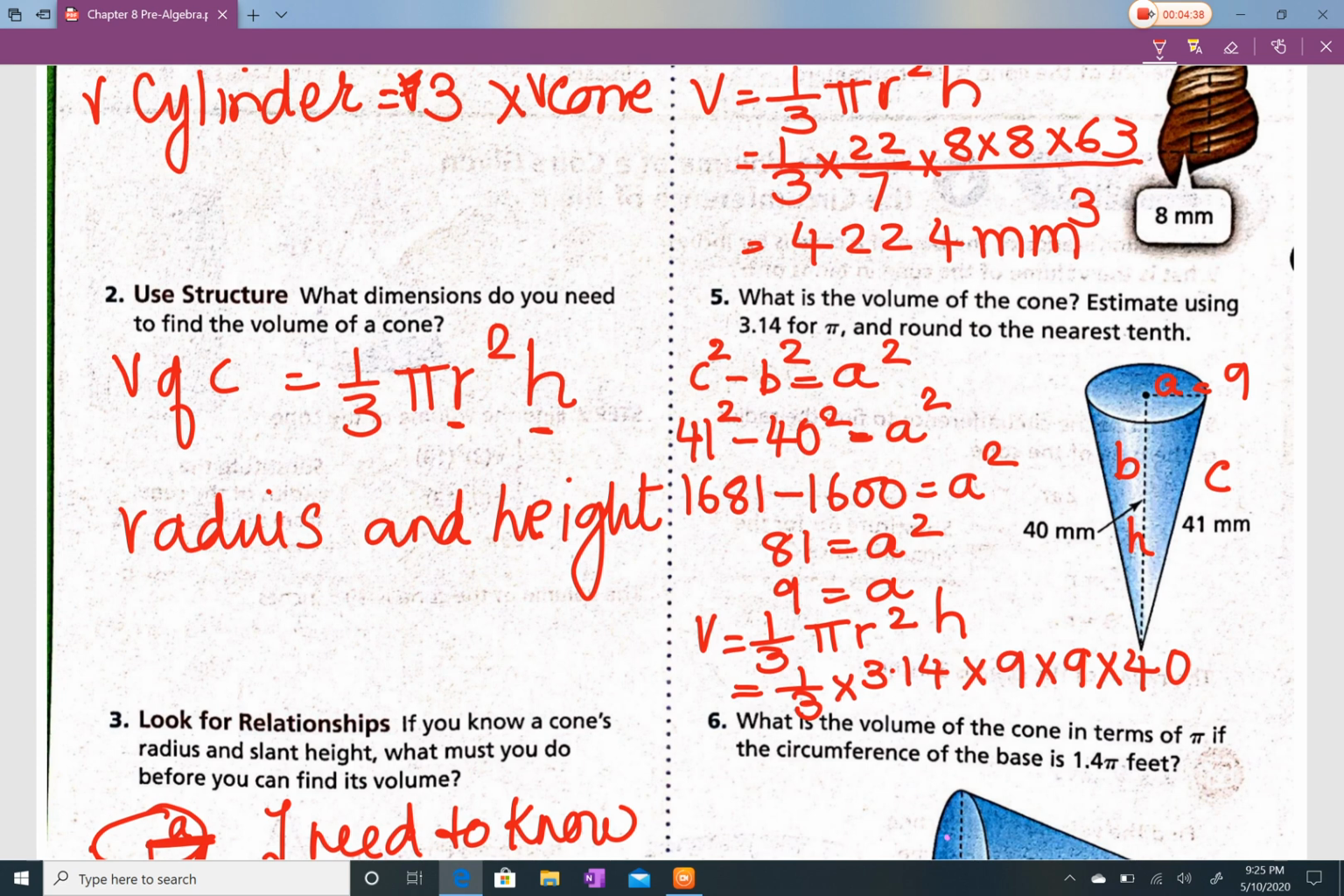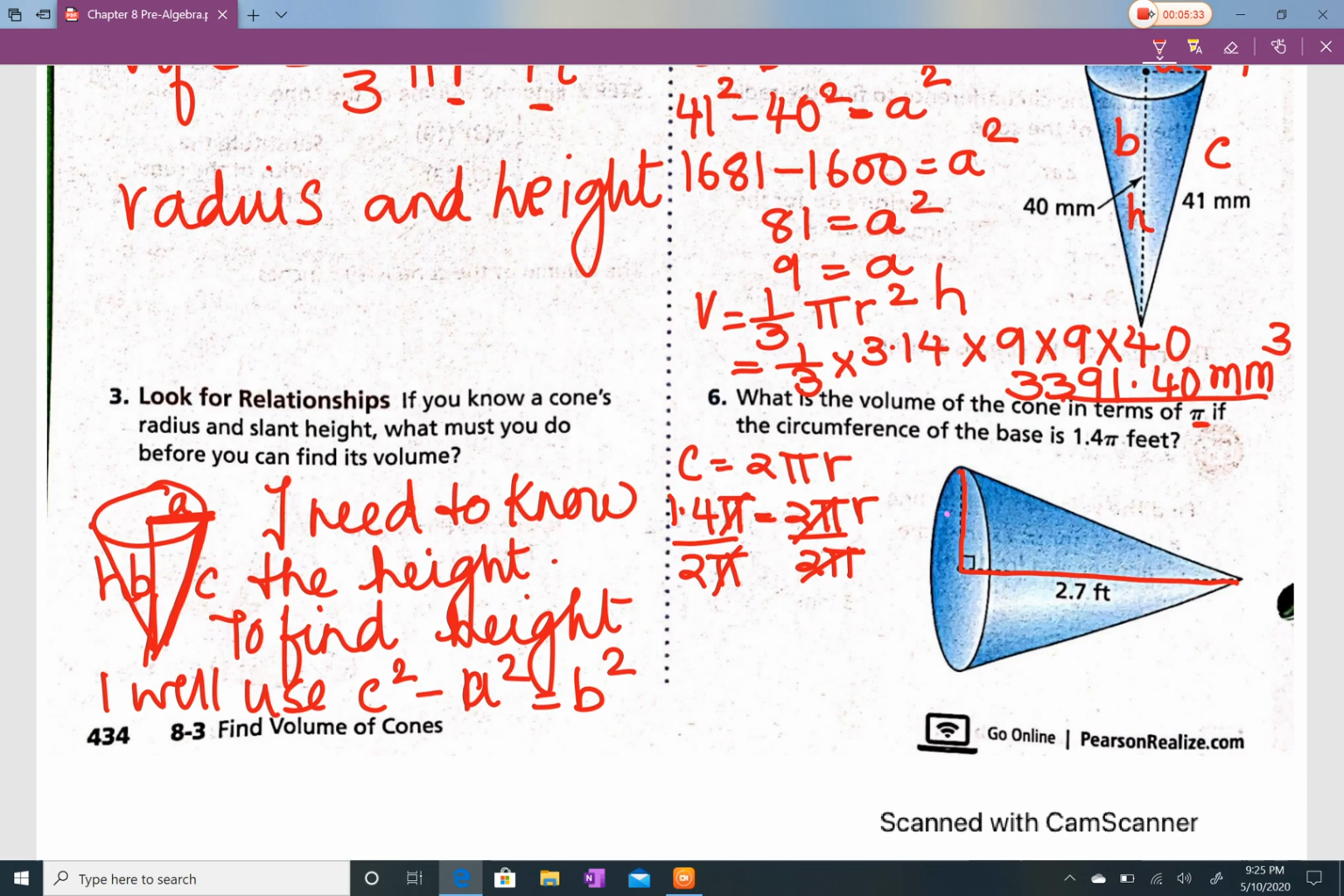Okay, find the volume of a cone in terms of pi. So we don't know the radius, but we know the height and we know the circumference, and we don't have to use pi as anything, keep pi as pi. The circumference is equal to 2 pi r. They give the circumference as 1.4 pi is equal to 2 pi r. So I want to find the r. Divide by 2 pi on both sides. So this gets cancelled, pi and pi get cancelled. 1.4 divided by 2 is 0.7. That is equal to r.